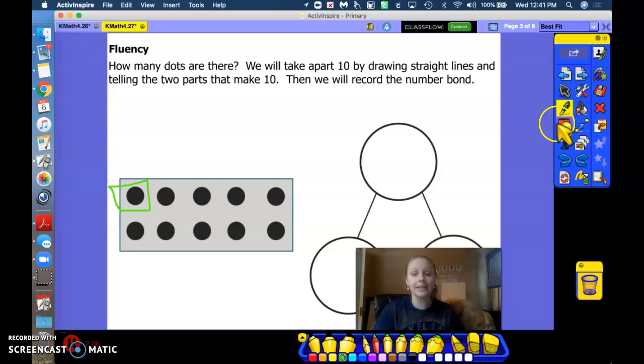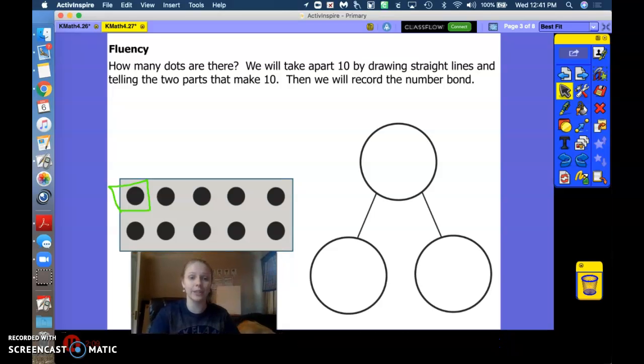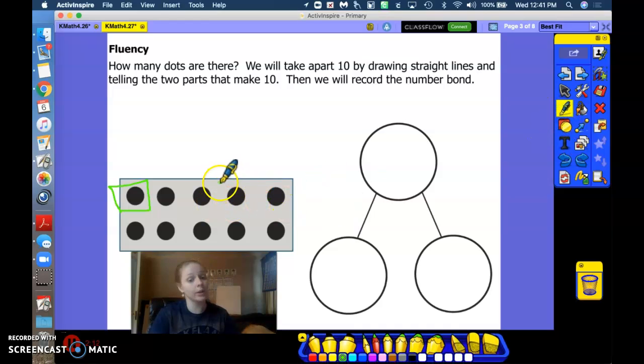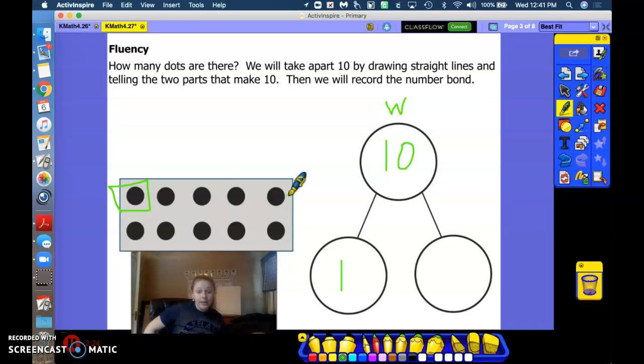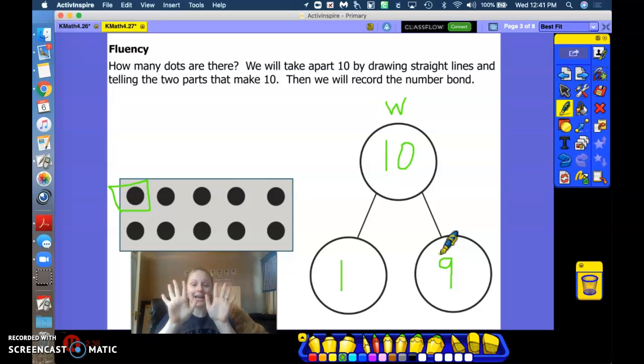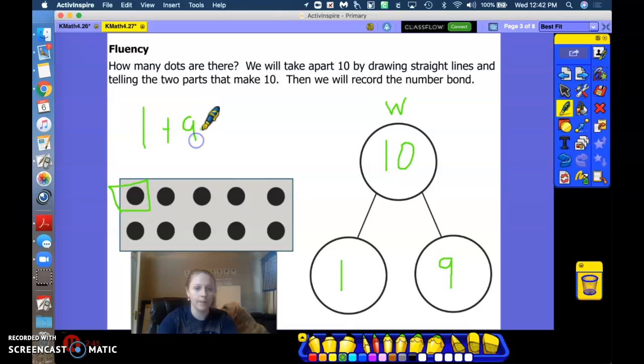All right, let's take a look at my dot board. I have 10 dots here for you today. 10 dots. So what's our whole? 10. Good job. How many dots are in the square? 1. How many dots are not inside the square? Count if you need to, or say, what's 10 and 1 less? 9. Great job. Let's repeat our sentence. 1 and 9 equals 10. Great job. You can write your number sentence to challenge yourself. 1 plus 9 equals 10.